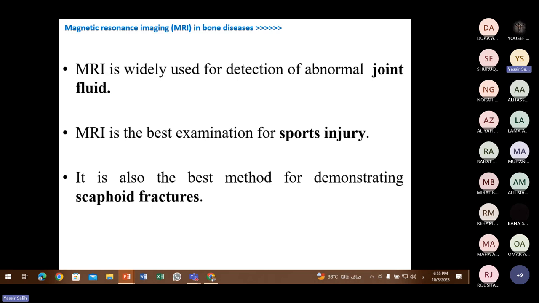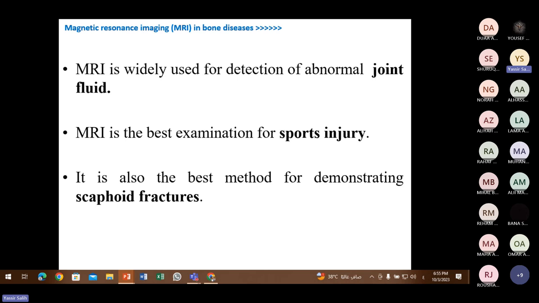يعني scaphoid fracture, the patient مثلا present with features or clinical presentation of scaphoid fracture. نحن نعمل دائما X-ray for this at the initial investigation. You have to do plain X-ray.